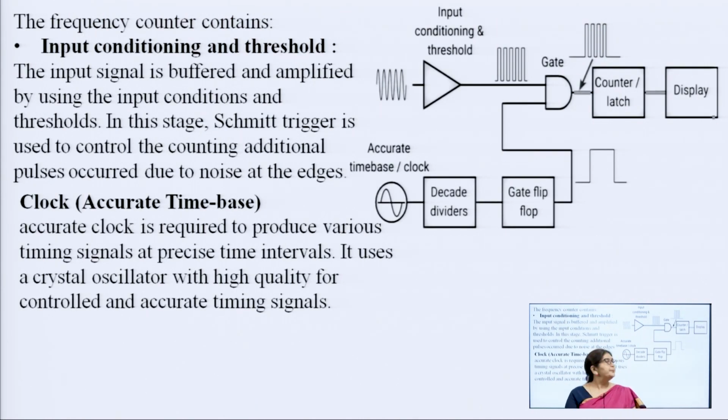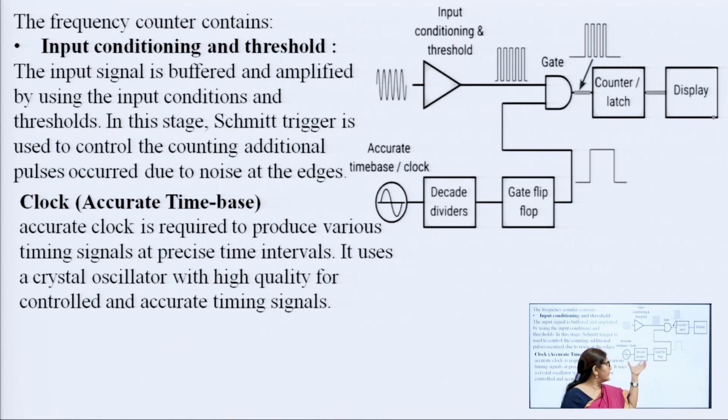So, this is a circuit, some expansion of the previous circuit. Here we can see that an accurate time base or clock generator is there. The clock generator is basically a crystal oscillator, because a crystal oscillator is very stable to generate high frequency. So, high frequency is generated by the crystal oscillator. Then this is fed to the decade divider. Decade divider is basically decade counters that we have studied in the last lecture.